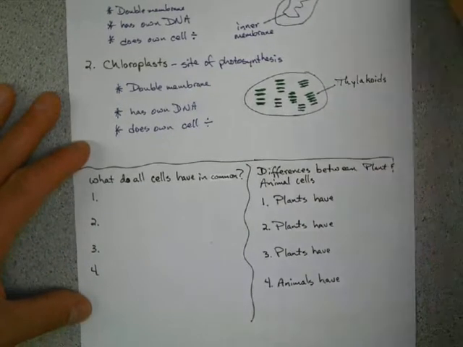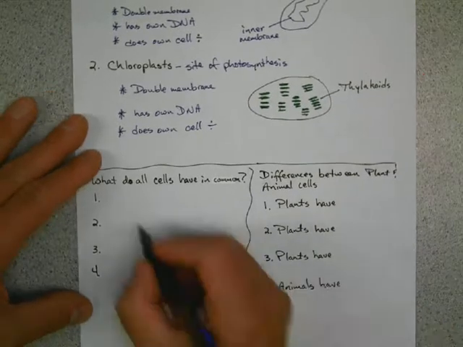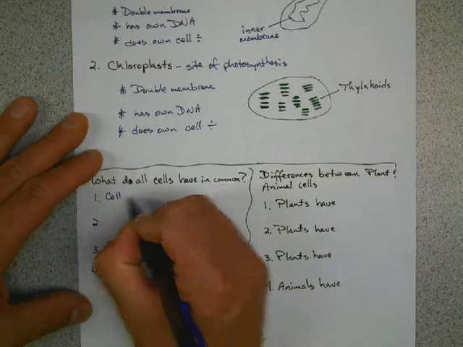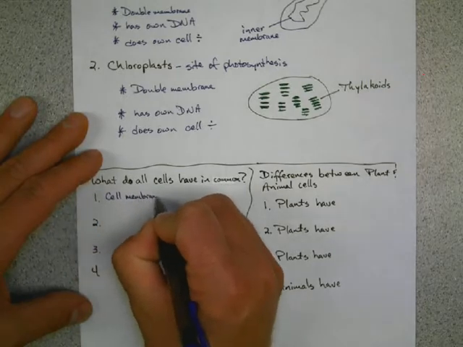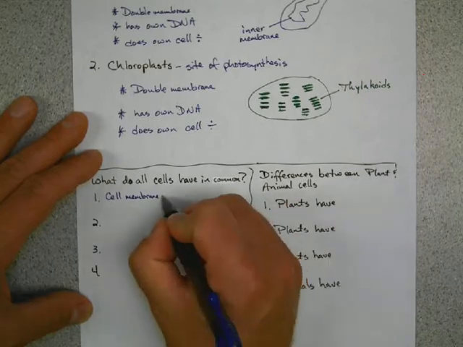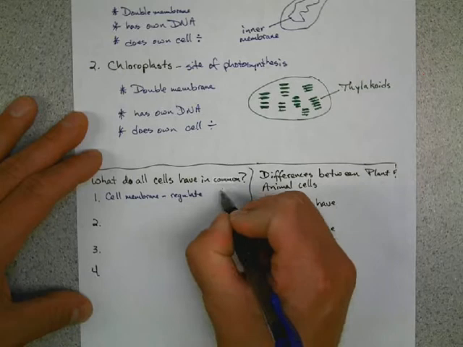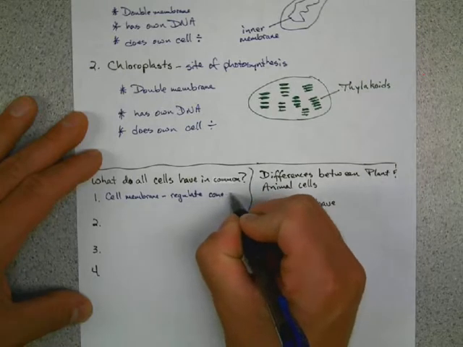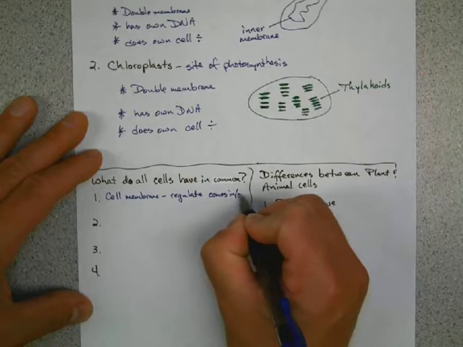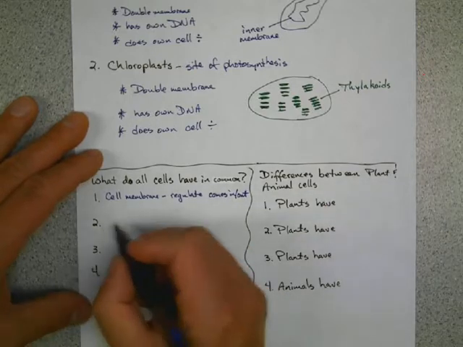Okay? Now, what we also want to list in here to kind of wrap up our study of our cells, what do all cells have in common? Well, first of all, cells are going to have a cell membrane. And remember, another name for the cell membrane is the plasma membrane. And its function is to regulate what comes in and out. So just like we had on the earlier podcast.